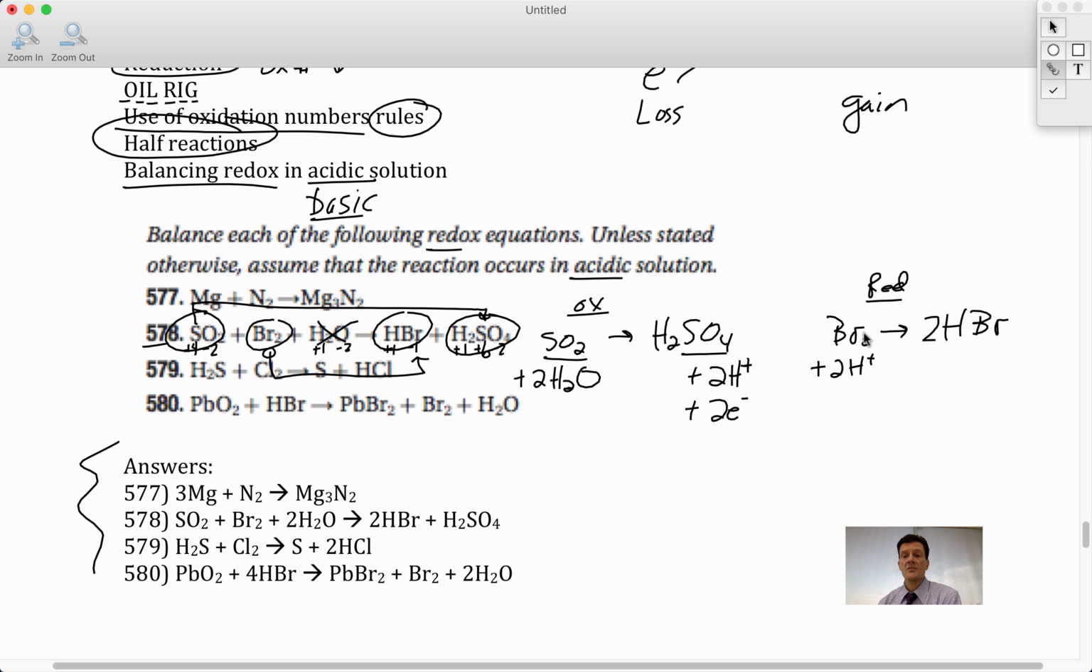Now I've got to do charge. On the left side, I have a total of 2+. So that's a 2+ here, 0 on the right. So I have to add 2 electrons here in order to balance the charges.